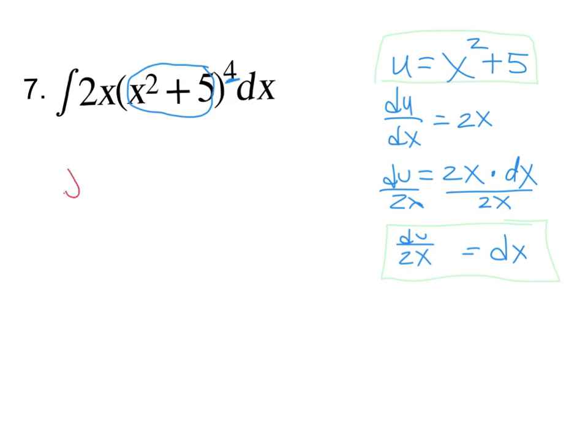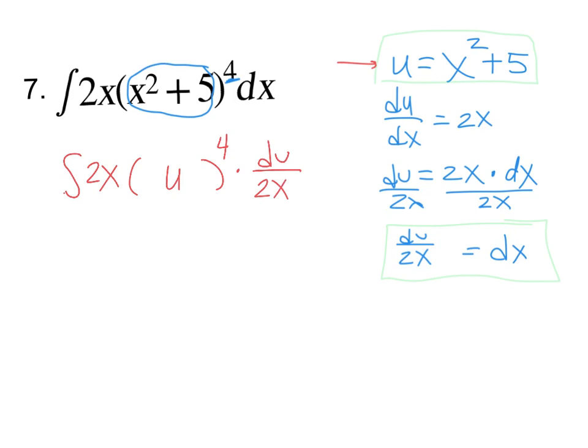All right. So I've got the integral. The 2x is staying. We're not going to do anything with that quite yet. Now I have my parentheses to the fourth. But what is x squared plus 5? That was my u. Right? So I'm going to plug in my u, and I'm going to replace dx with what dx equals, du over 2x.